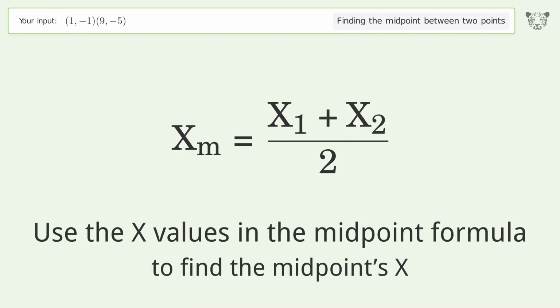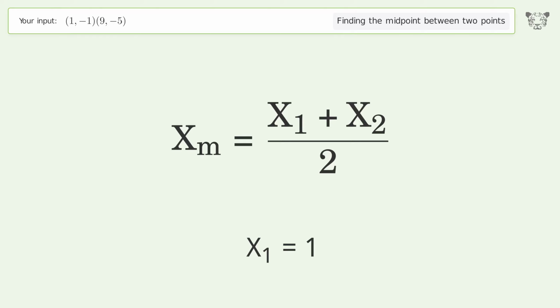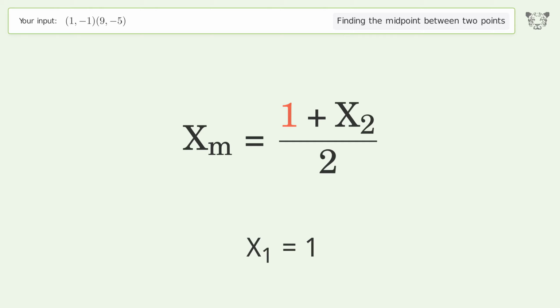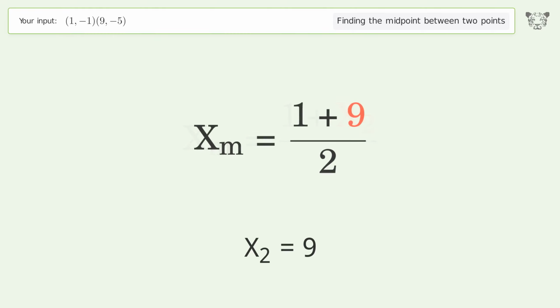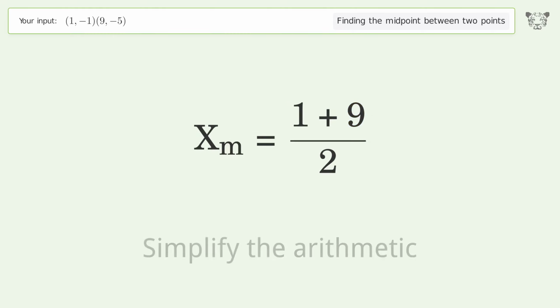Use the x values in the midpoint formula to find the midpoints x. x1 equals 1. x2 equals 9. Simplify the arithmetic.